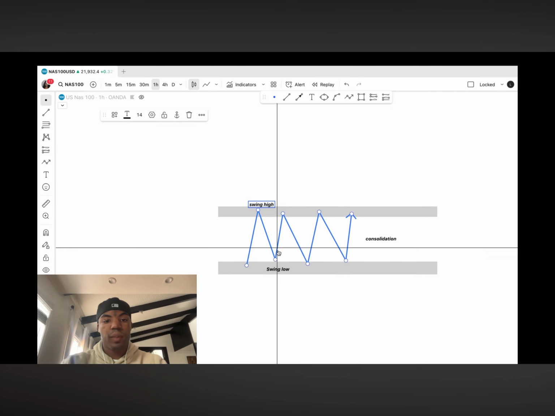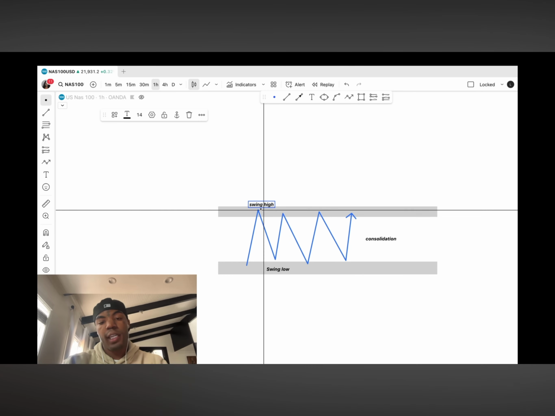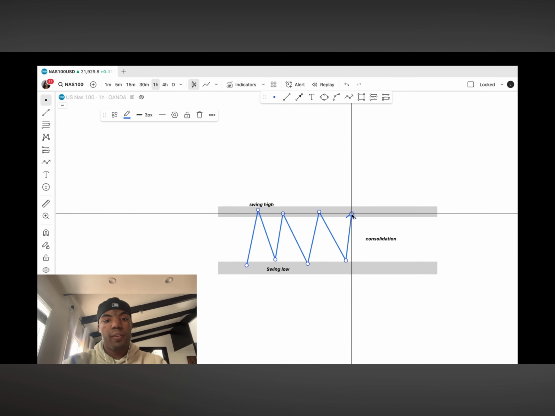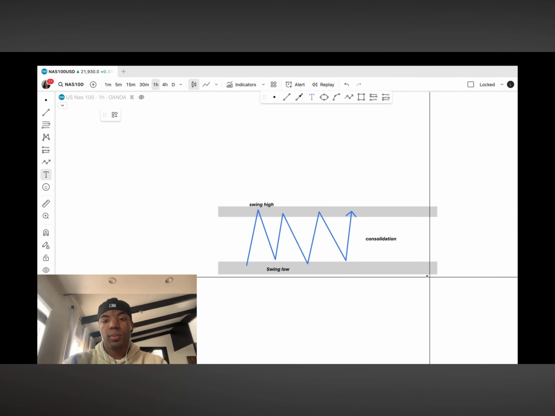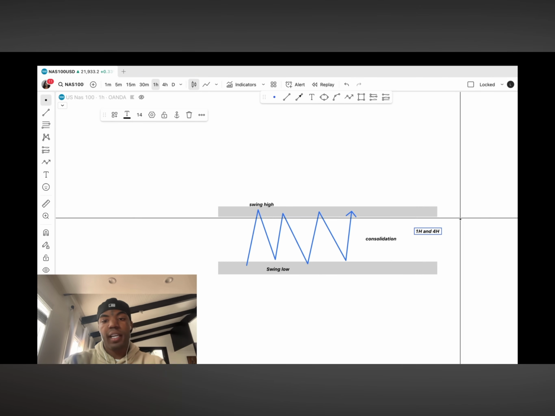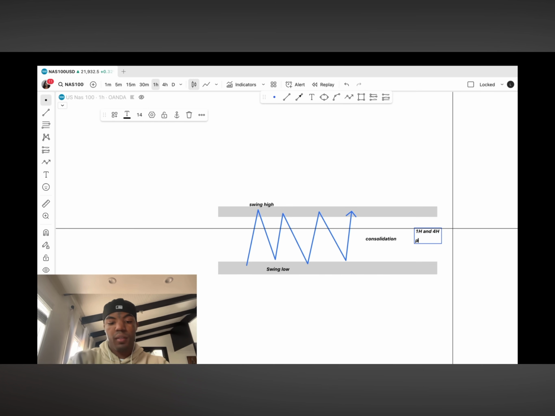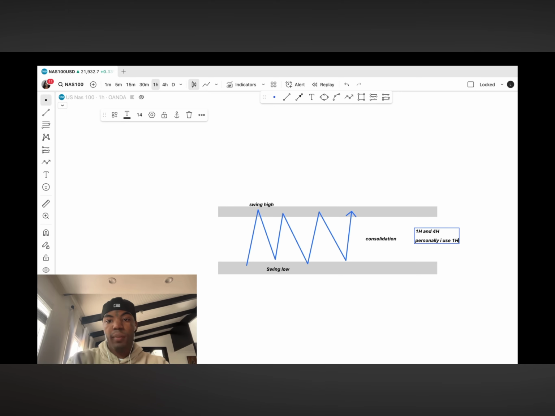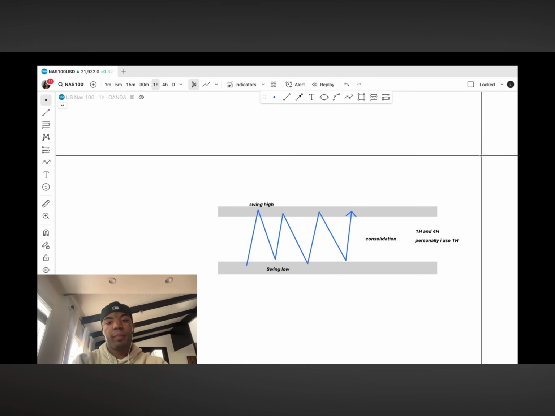Right now we have our swing highs and swing lows. So in that consolidation, all we wait for in this level. Once again, we trade 1 hour and 4-hour time frames. Me personally, I trade the 1 hour. I use 1 hour pretty often. Pretty much every setup that I've done has been mainly off that 1 hour time frame.